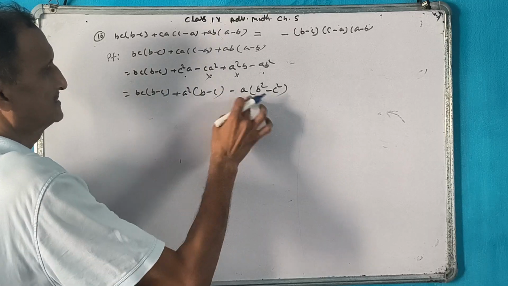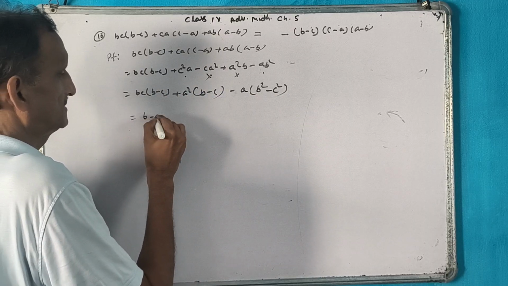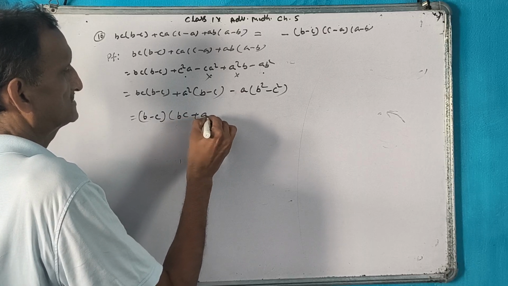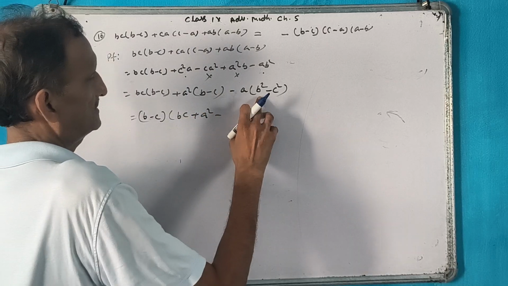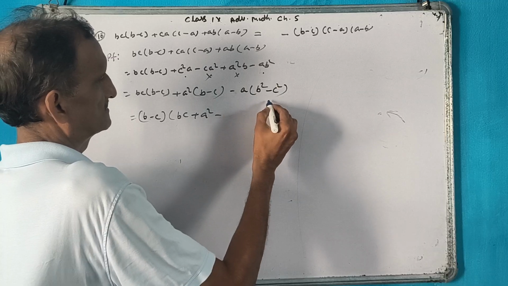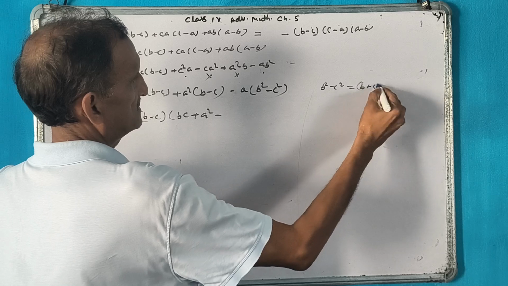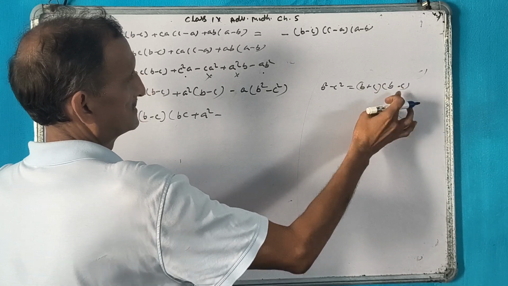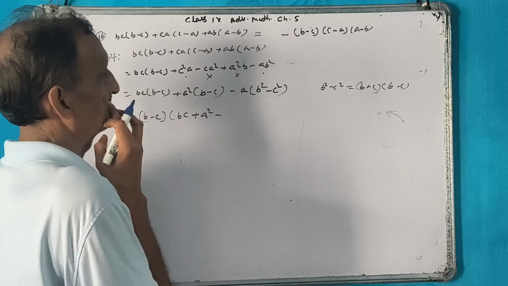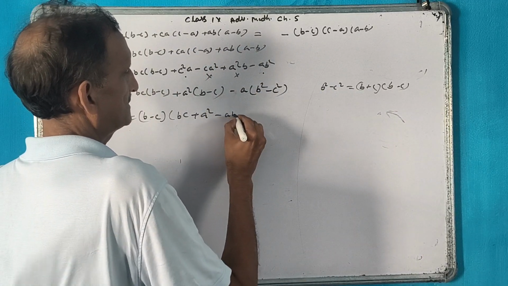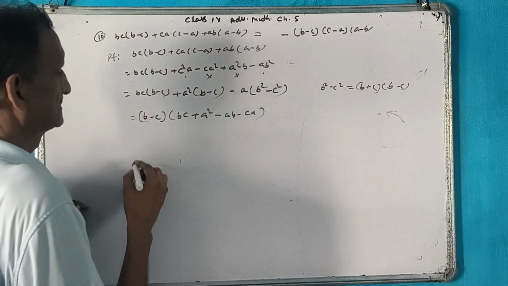So B minus C in all the three terms. So we can take common B minus C. What you will get here? BC plus A square, and here A into B plus C, because B square minus C square, I told you, B plus C into B minus C. B minus C is already common. What is left? A into B plus C. To remove the bracket, what you will get? AB minus CA will get.